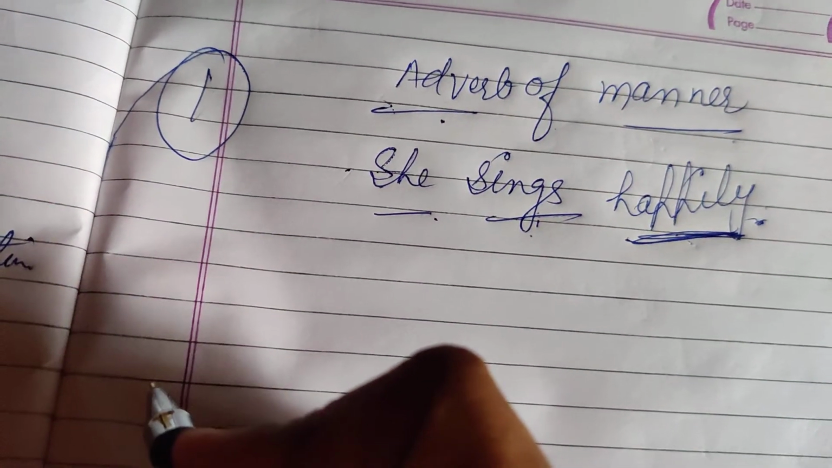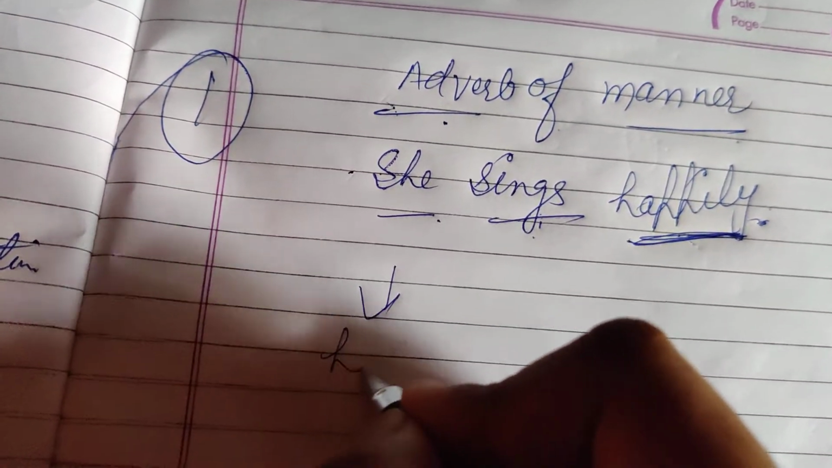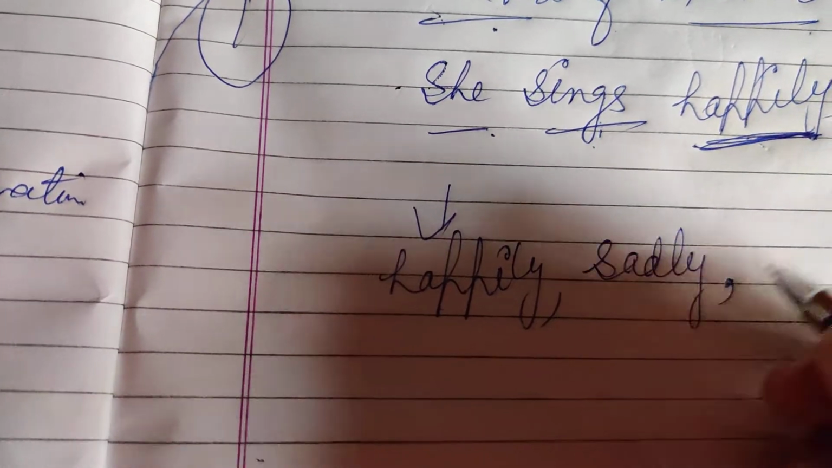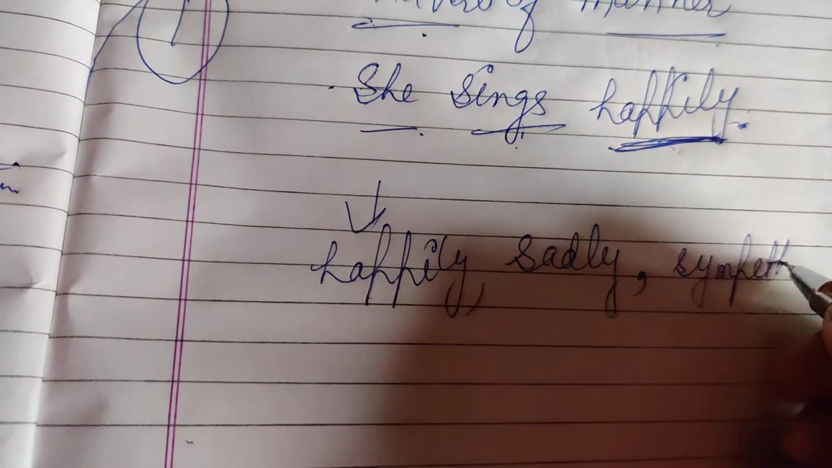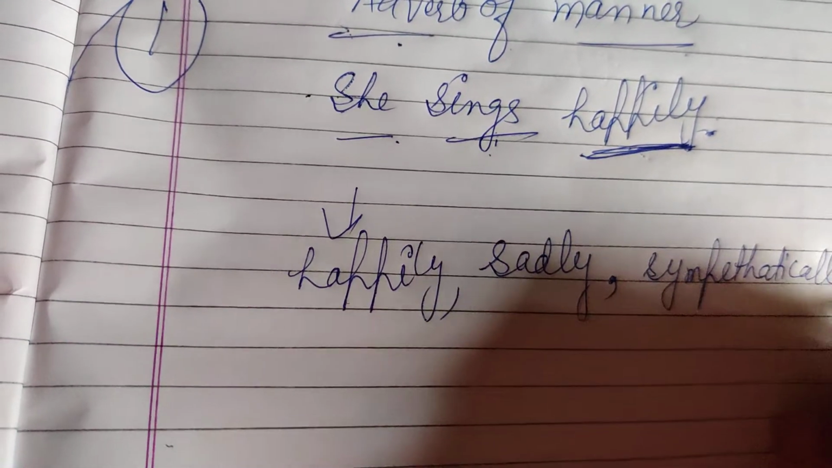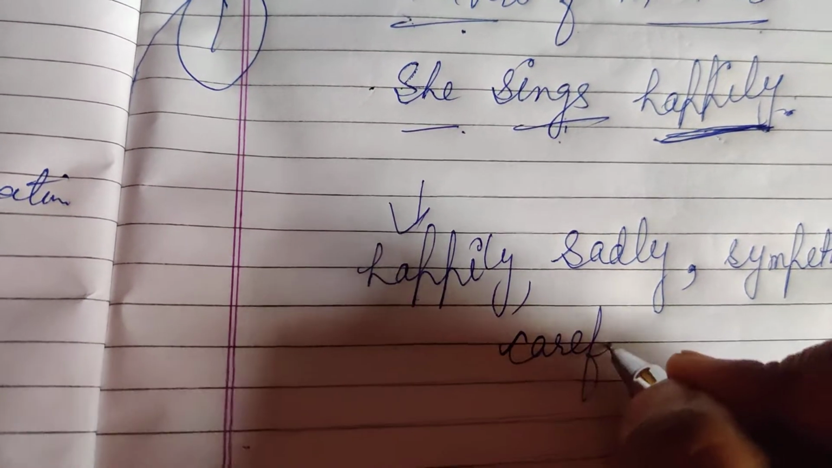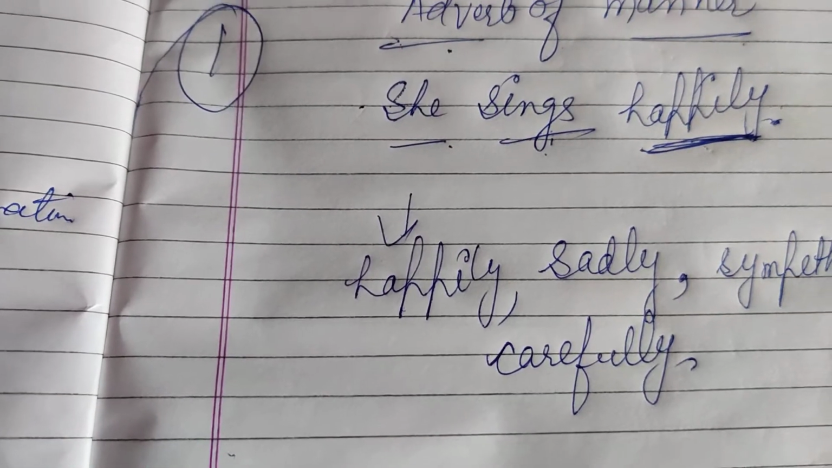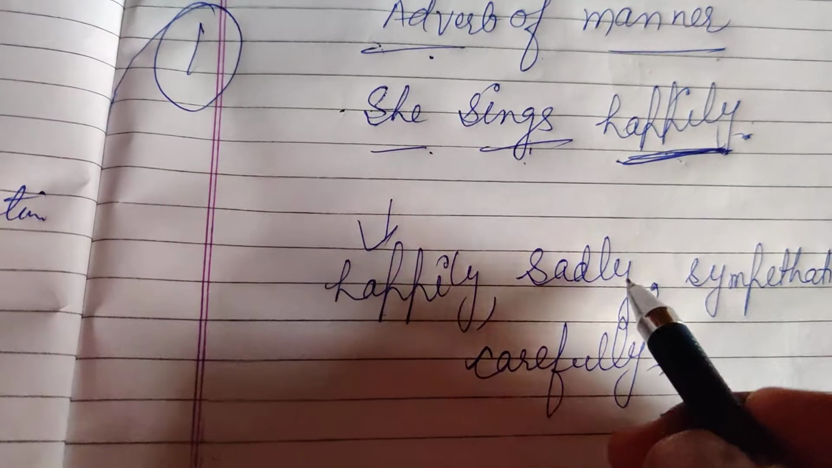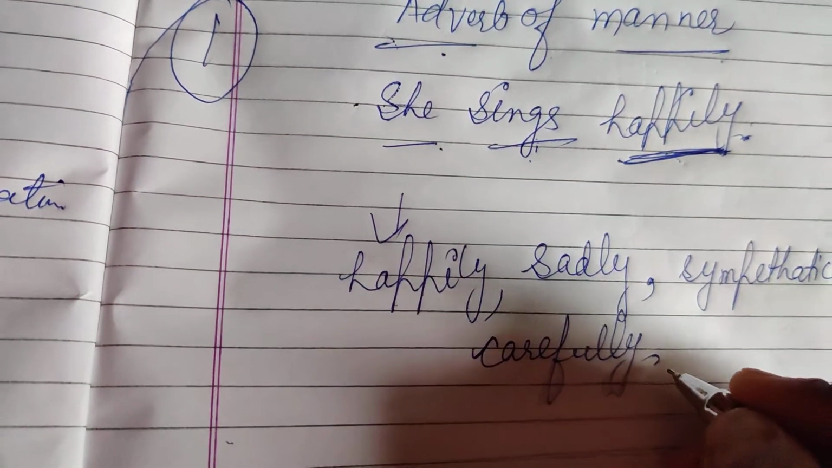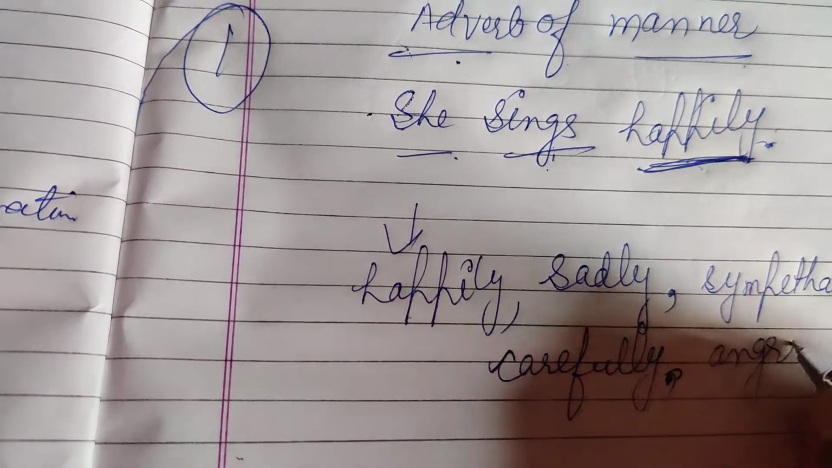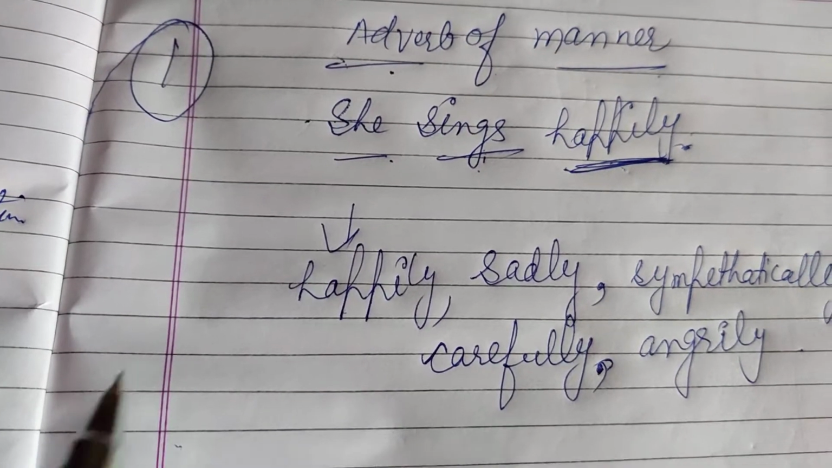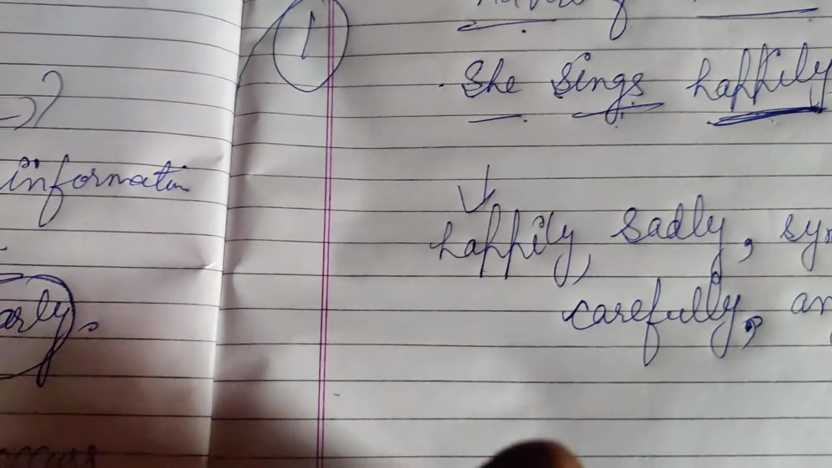So in the adverb of manner, we can include the word happily. Next one is sadly. Next one is sympathetically. Next one is carefully. So these are the words which tell us उसका mood क्या था. वो खुश थी, sad थी, sympathetically थी. या फिर she was angry. गुस्सा थी, angrily थी वो, है ना? How was the mood of the subject when he or she was doing a verb?